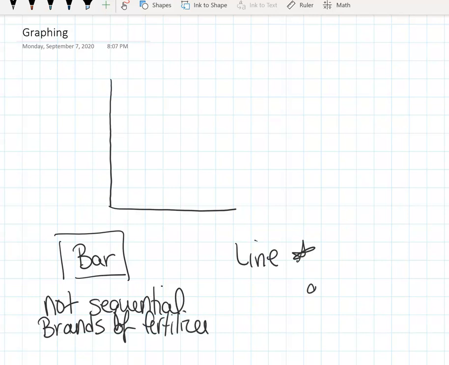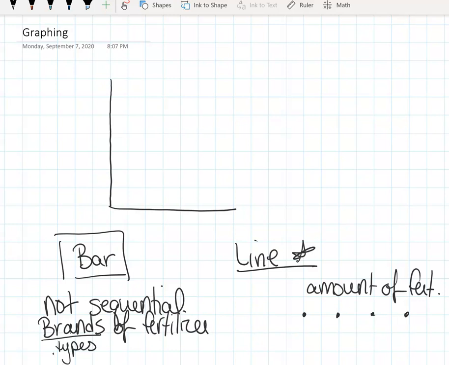But if you were looking at amounts of fertilizer, then you would make a line graph. The amount of fertilizer is a sequence. You have maybe 0, 10, 20, 30. You can line those up in a sequence. That tells you to make a line graph. If you have different brands or types of something or different cups of something, then you are going to use a bar graph.